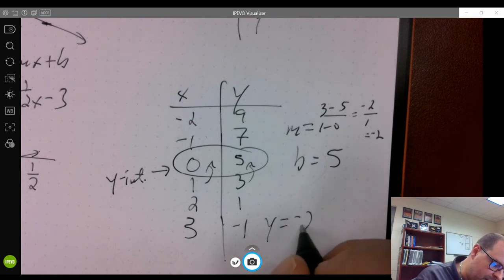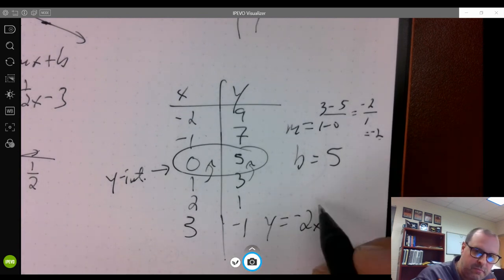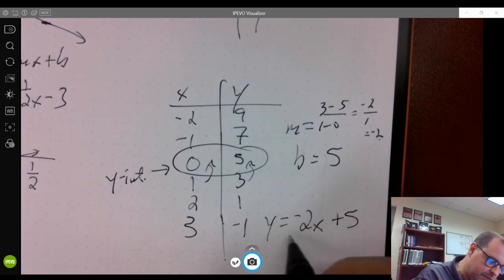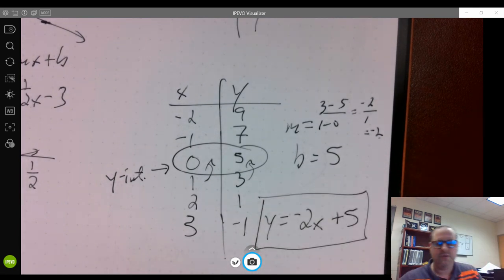So if I want to write that as an equation, the slope is negative 2, so I put an x next to it. The y-intercept is 5. So now we've written an equation in slope-intercept form from a table.